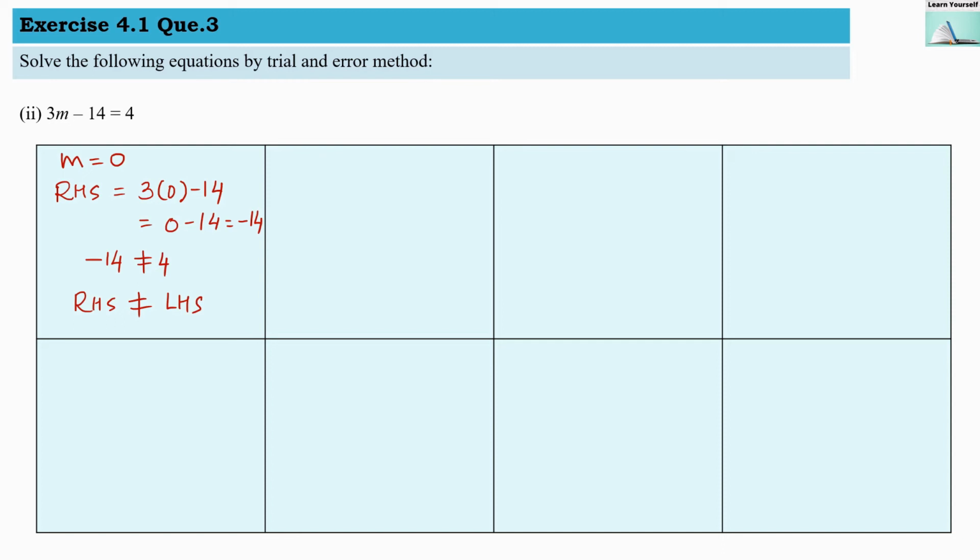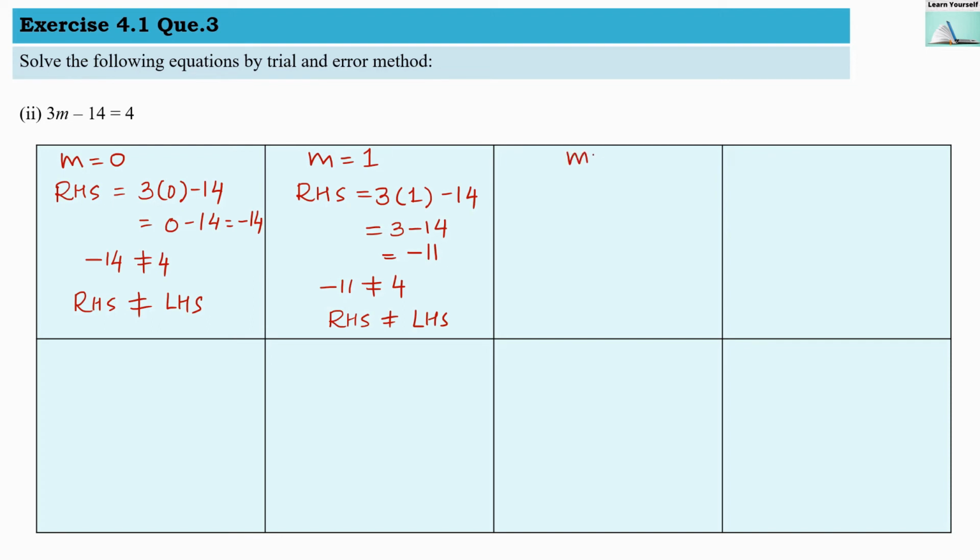Now next we are going to take m equals 1. So in RHS, when we put m equals 1, it is 3 into 1 minus 14. So 3 minus 14, we are going to get minus 11. So minus 11 is not equal to 4. So RHS is not equal to LHS. This value is also incorrect.